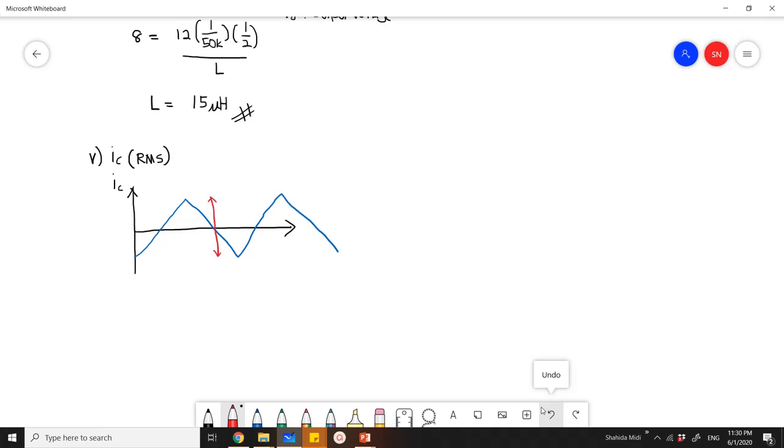This is given as 8 ampere, and we know that the average of IC will always be equivalent to 0. Same as the working of an inductor, a capacitor will first be charged and then discharged, so the average will be equivalent to 0. So for this waveform, the midpoint over here will be equivalent to 0.